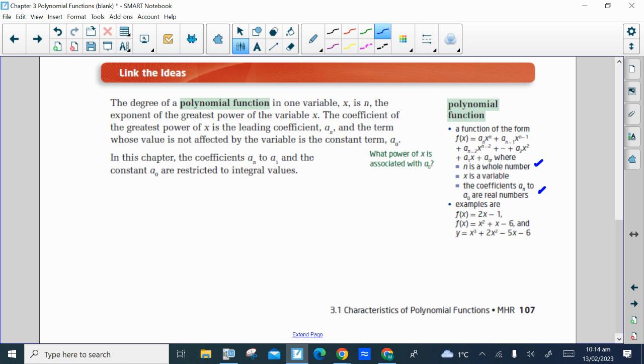So in this chapter, the coefficients a sub n to a sub 1 and the constant a sub 0 will be restricted to integral values, meaning they are integers. Okay?